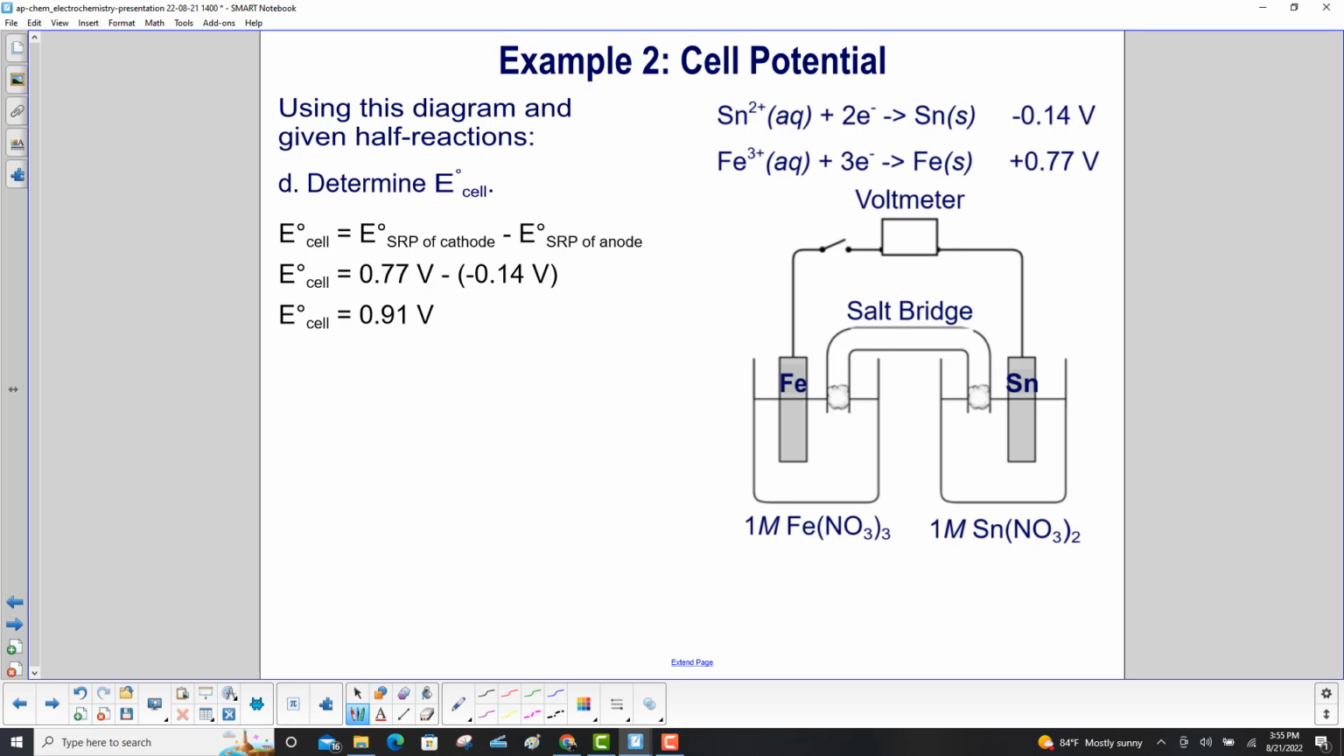Determine E0 cell. Here's our equation, E0 of the SRP of cathode minus E0, the SRP of the anode. Now what's interesting about this is even though we have different amounts of moles, we don't care. This is an intensive property. So the SRP of the cathode is 0.77. The anode is minus 0.14, and we get an E0 cell of 0.91 volts.